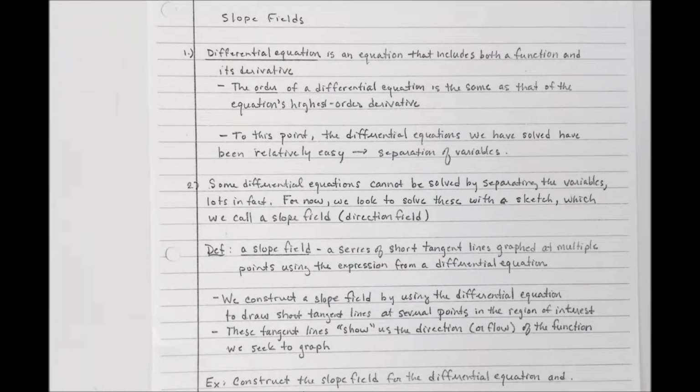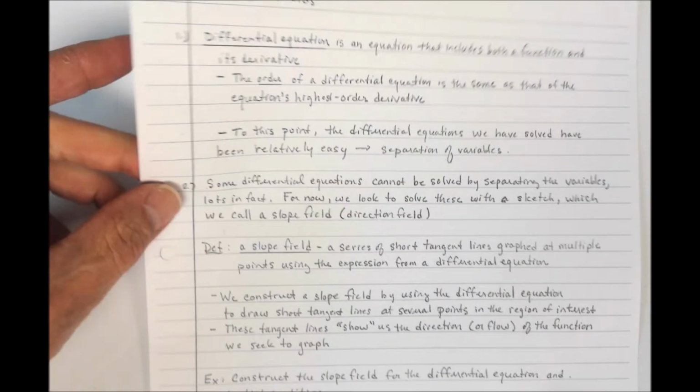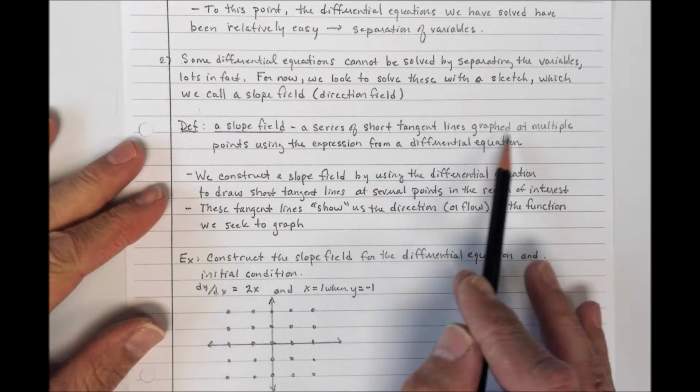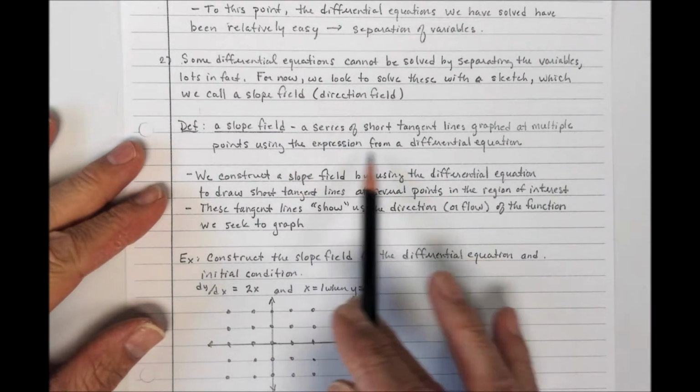So when we cannot solve a differential equation by separating the variables, then what we're going to do is make a sketch of what we call a slope field, which is sometimes called a direction field, which is a visual solution to the differential equation. So first things first, let's look at a definition here. A slope field is a series of short tangent lines drawn at multiple points using the expression from the differential equation.